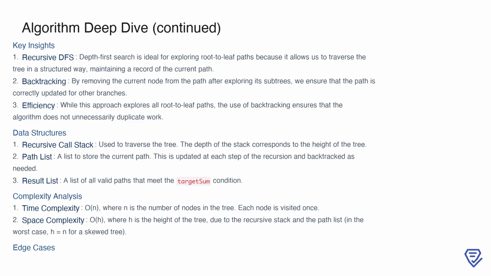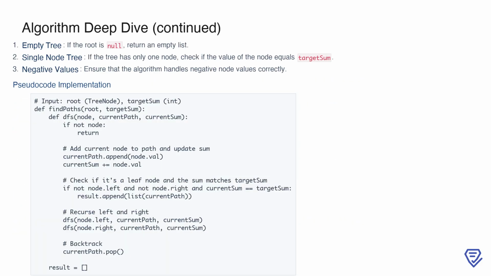It's also important to keep edge cases in mind, such as trees with only one node or those containing negative values, to ensure the solution is robust in all scenarios. When addressing edge cases, the algorithm must handle situations like an empty tree, where the root is null. In this case, we simply return an empty list, as there are no paths to consider. For a single node tree, we check if the value of the node equals the target sum, as the only path would be the node itself.